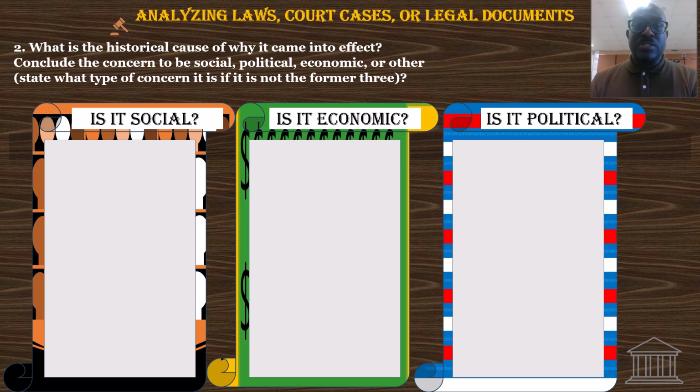Okay. And so what the student will do here is write in or type in, of course, this is a Google template, and conclude the concern to be social. If it's anything involving people as a group, or 2 or more individuals being affected, then it's considered something regarded to have a social cause.